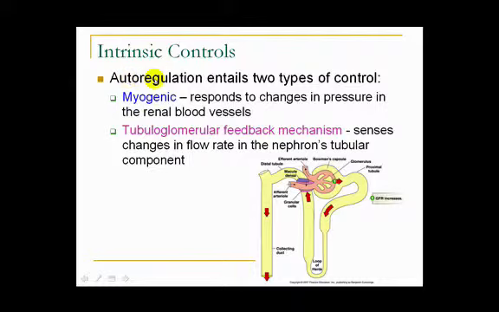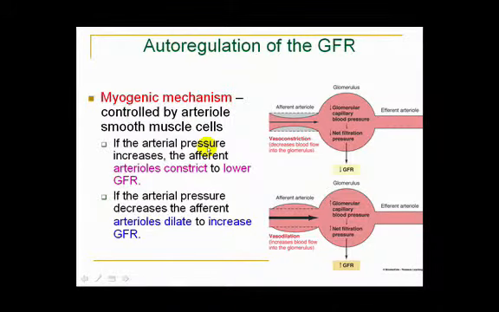So let's first look at autoregulation. There are 2 types of autoregulation controls. There's the myogenic, and this involves, remember, muscle cells, the smooth muscle found in the afferent arteriole, and they're going to respond to changes in pressure. So this afferent arteriole will detect changes in pressure and respond, and we'll talk about that. And then there's what's called the tubular glomerular feedback mechanism. This is cells found in the macula densa that are going to detect the flow rate, and they're going to adjust the glomerular filtration pressure based on the flow rate. So let's look at each of these a little closer.